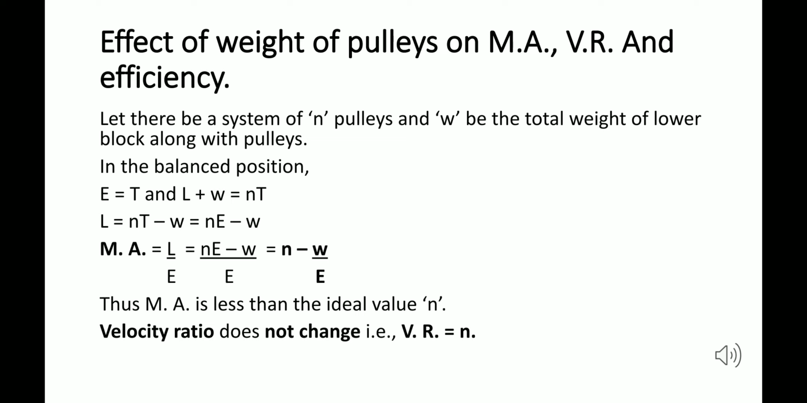Velocity ratio does not change because it is the distance moved by effort to the distance moved by load. So it doesn't change whether it is fixed or movable or there is a weight or not. When you are applying effort, it moves the same distance. Hence, velocity ratio does not have any change. Okay. We are going to find out efficiency in the other slide now.